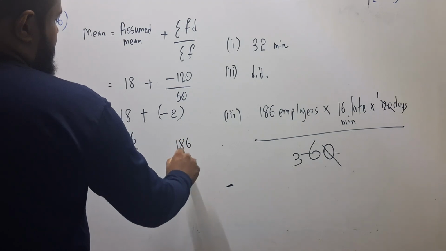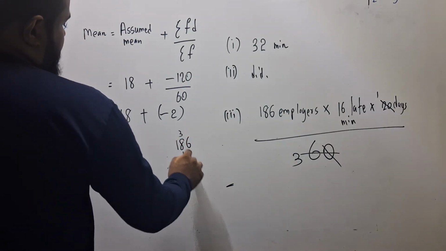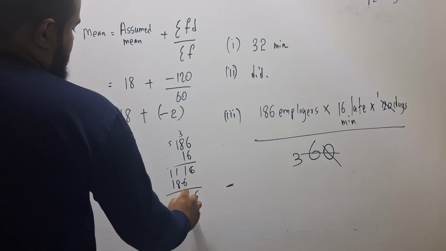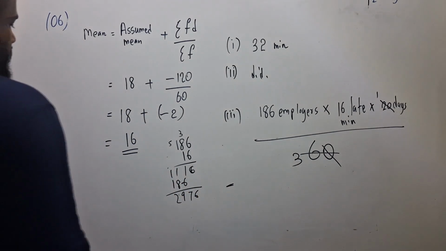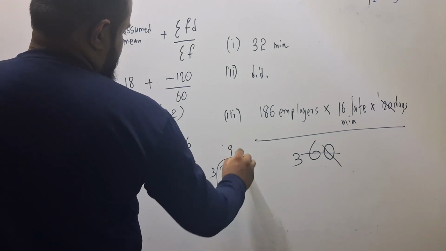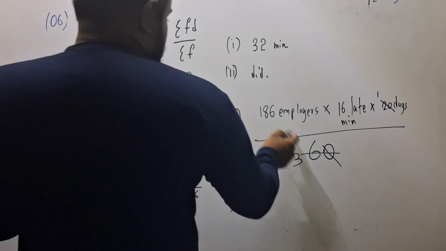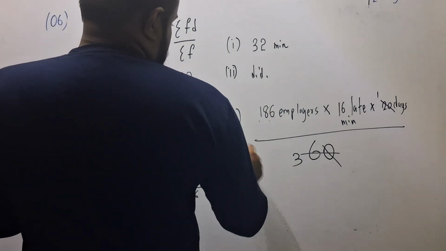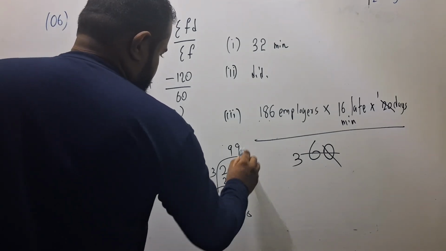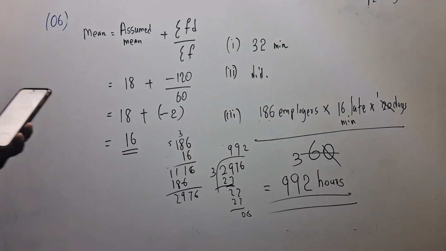Let's do that. 186 into 16. 6 into 6, 36. 3 remaining. 8 into 6 is 48 plus 3, 51. 5 remaining. 1 into 6, 6 plus 5, 11. When added together, we get 2976. 2976 divided by 3. Actually 186 and 3 get cancelled, no? 1 plus 8, 9 and 6. If the digit sum is 3 or a multiple of 3, it is divisible by 3. Anyway, we are getting 992 hours.